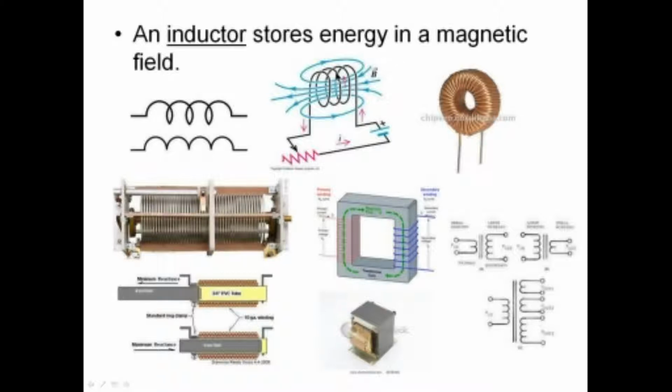Here you can see a schematic that shows you the coil of wire with the magnetic lines of force around it. And then several different forms of inductors. It can be a simple coil like this. It can be a coil wrapped on a toroidal form like this. This is an inductor that is adjustable.